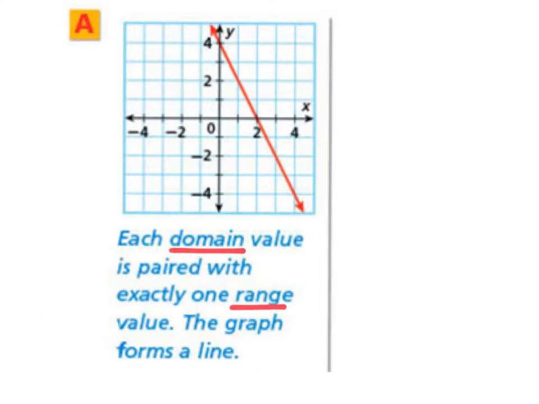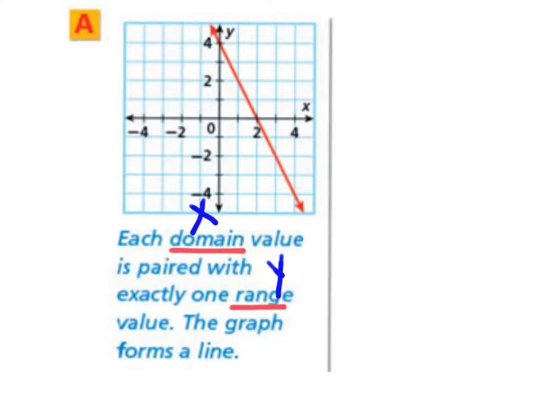Okay, so here's an example, the actual example we have to get to. Each domain value is paired with exactly one range value. The graph forms a line. So all throughout here we have points (x, y). When you plot them on a graph, they create a line. x is domain, y is range.